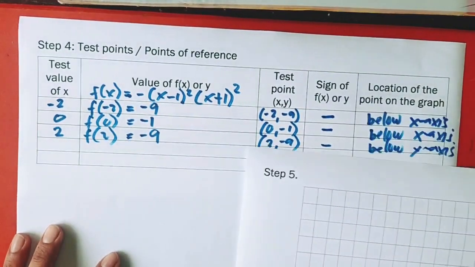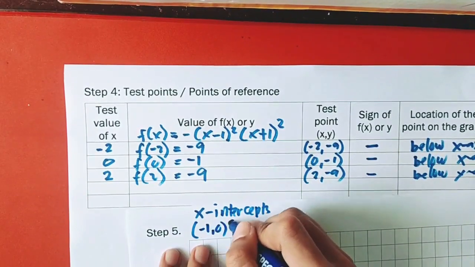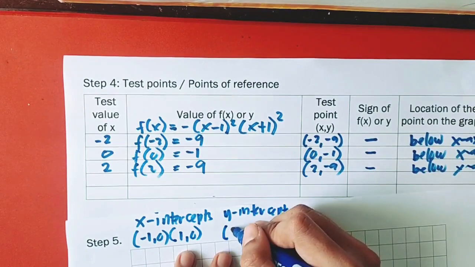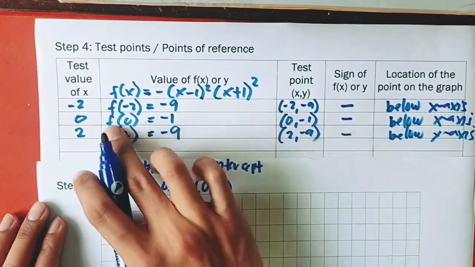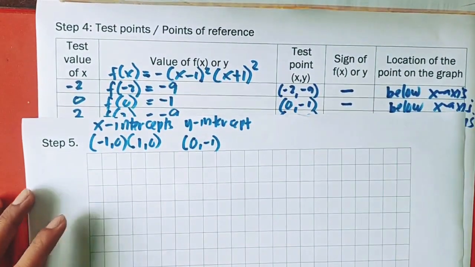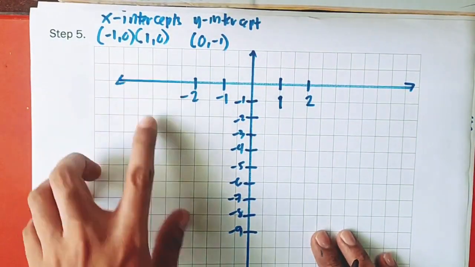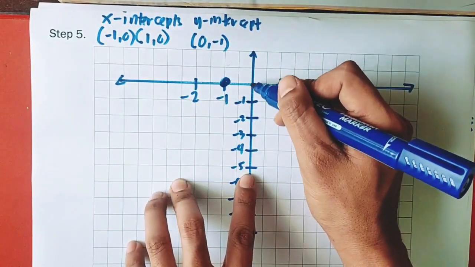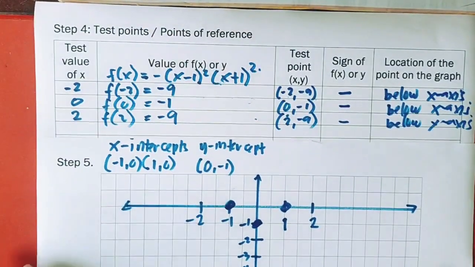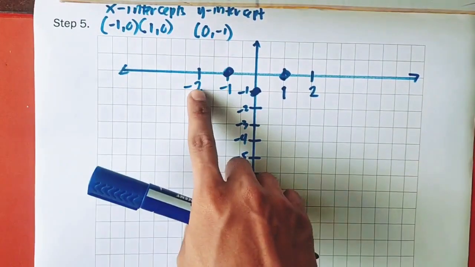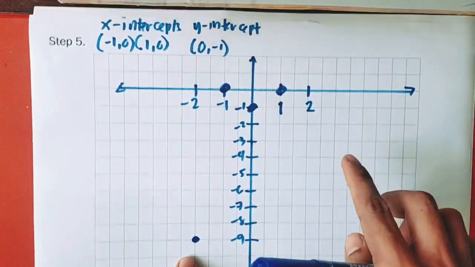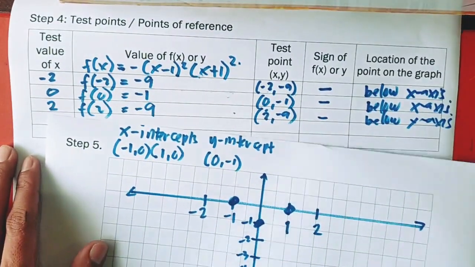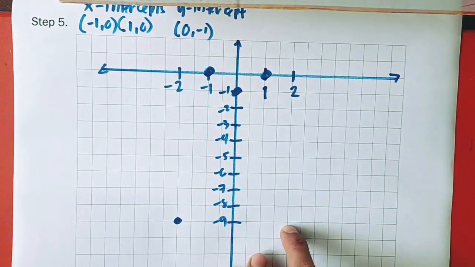Okay, so we have here step 5: (-1, 0) and (1, 0). The y-intercept, we have (0, -1). And the test points. So let's plot the points now. (-1, 0), (1, 0), and (0, -1), it's here. Now the test points: (-2, -9), it's here. Next is (0, -1), we're done. Next, (2, -9), it's here.